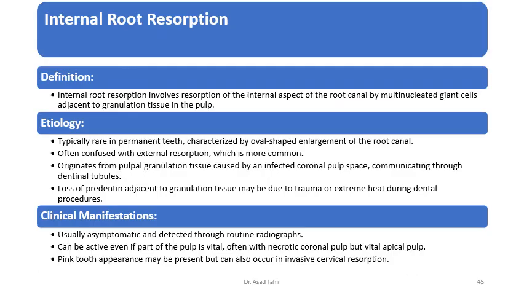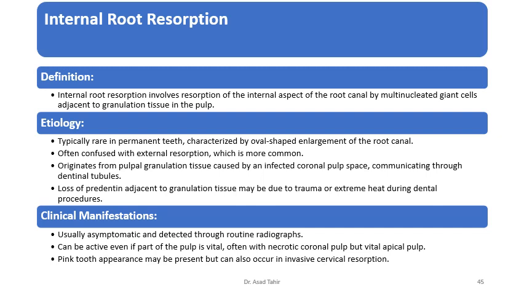Internal root resorption. Definition: internal root resorption involves resorption of the internal aspect of the root canal by multinucleated giant cells adjacent to granulation tissue in the pulp. Etiology: typically rare in permanent teeth, characterized by oval-shaped enlargement of the root canal. Often confused with external resorption, which is more common.